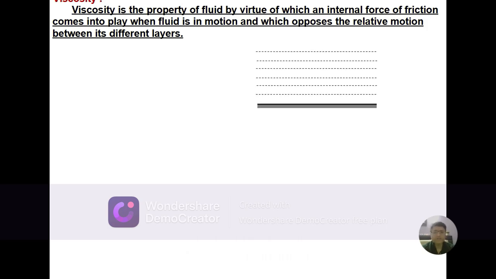Let me show you how these are changing. Suppose this is a liquid which is moving. It has different layers, and all the different layers are moving with different velocities. So if we talk about the velocities, the bottom of the fluid will be at a very small or minimum velocity, or we can say zero also, because it will remain almost at rest. And the topmost layer will be moving with the maximum velocity.